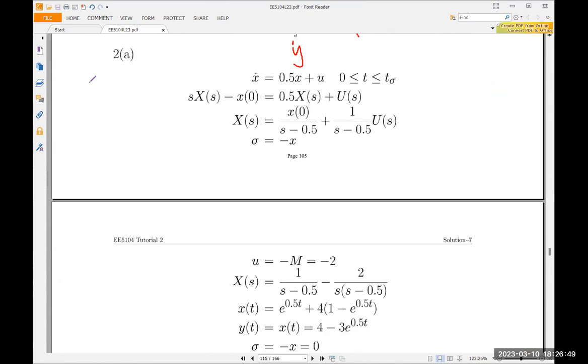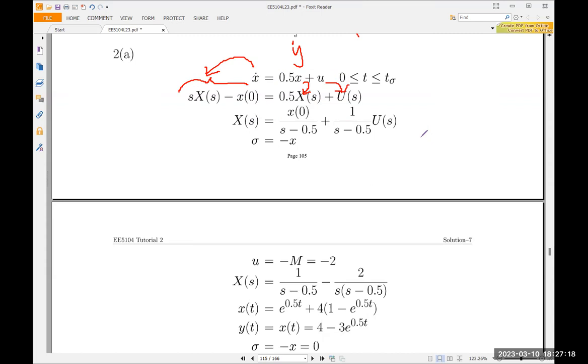Okay, so it was this. This is U. You use Laplace to solve this. So Laplace of this is this. Then Laplace of this is this. Laplace of this is this. Then after that, you rewrite, make X the subject. You will get this.